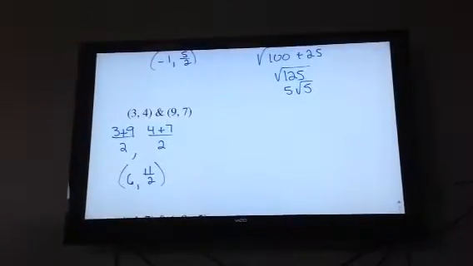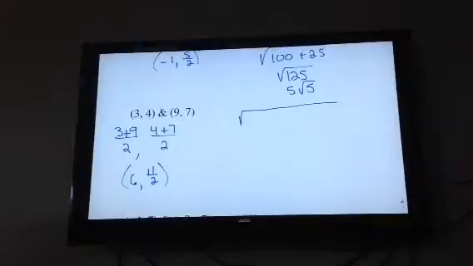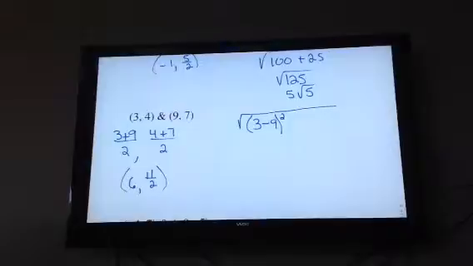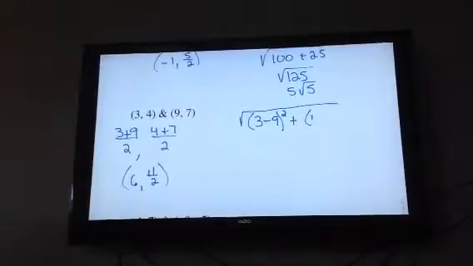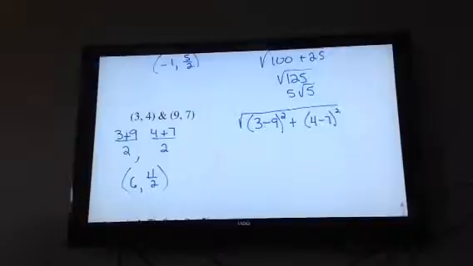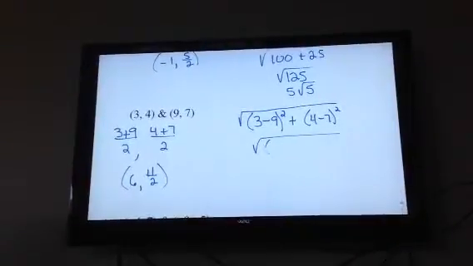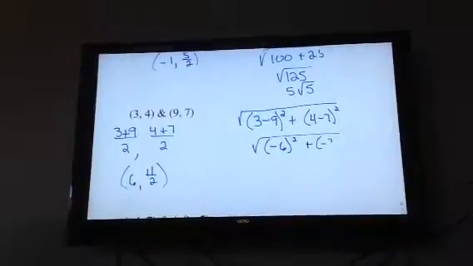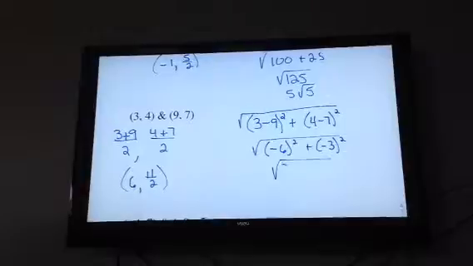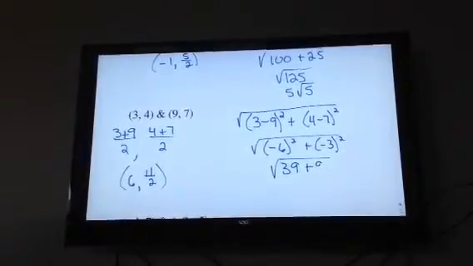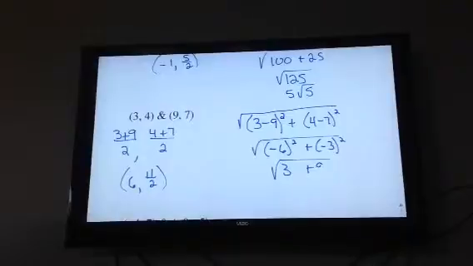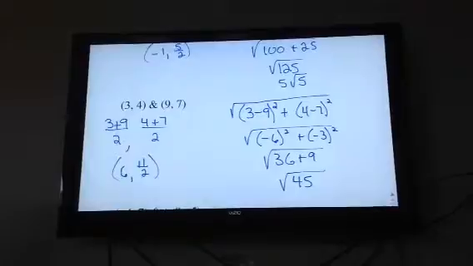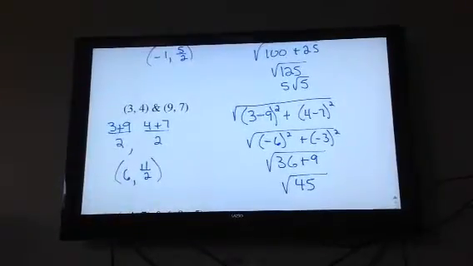And my distance between the 2 points. My x minus my x, quantity squared, plus my y minus my y, quantity squared. So I have -6 squared plus -3 squared. 36 plus 9 is 45, which is 9 times 5, or 3 square root 5.